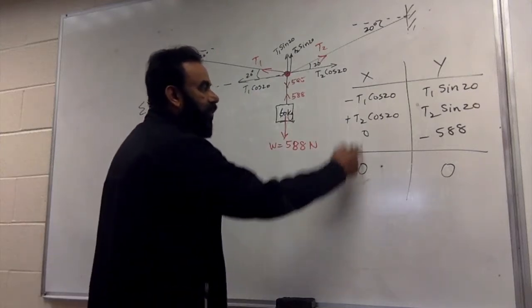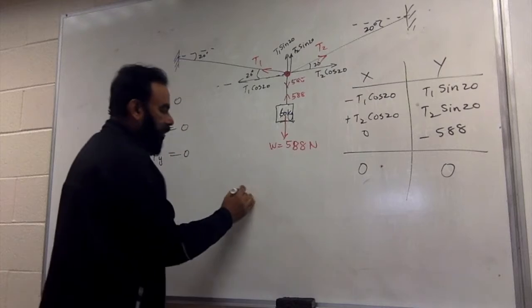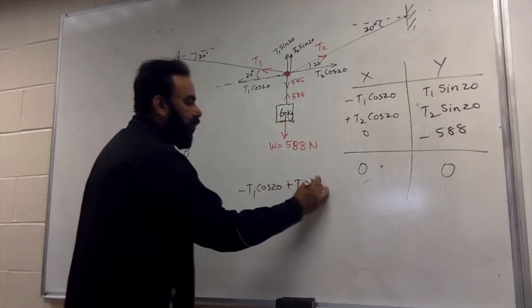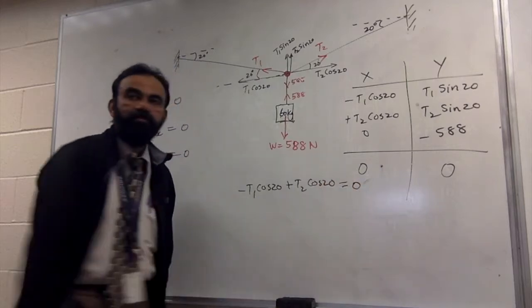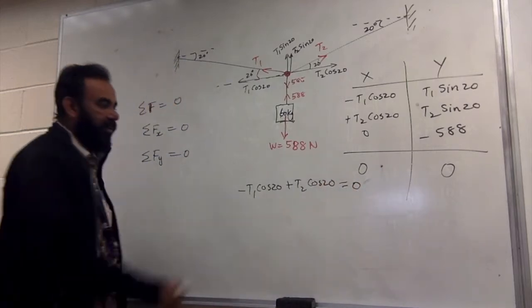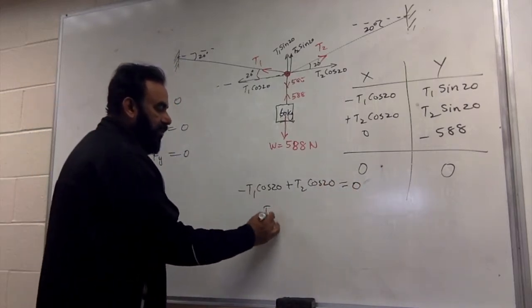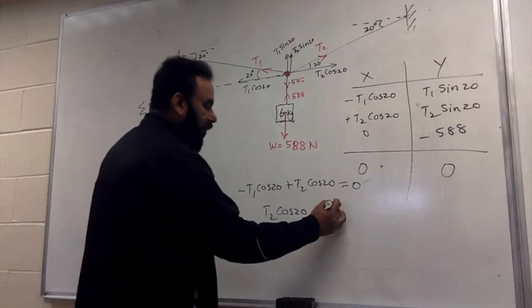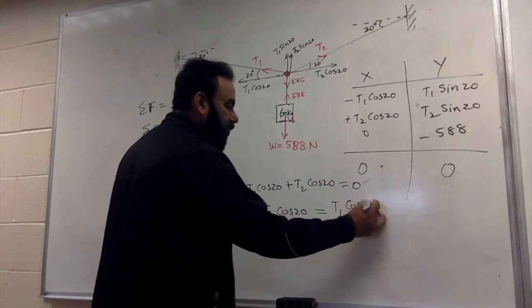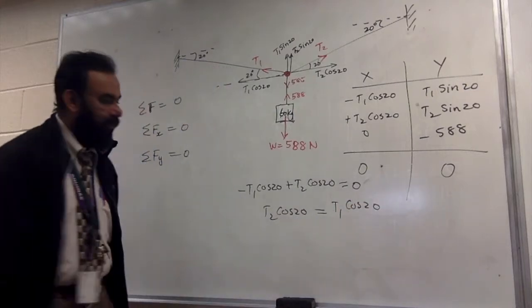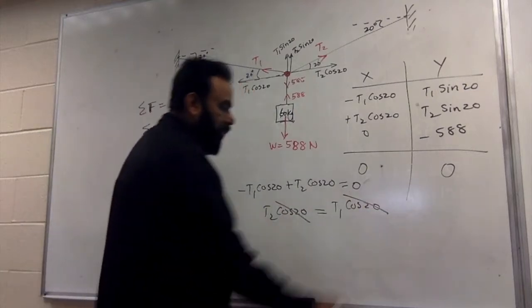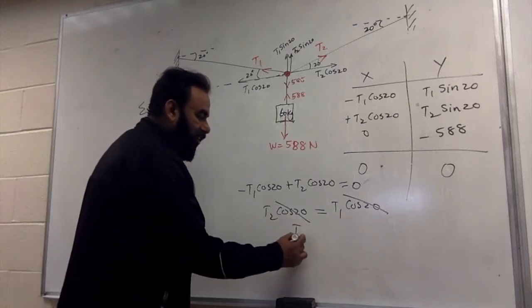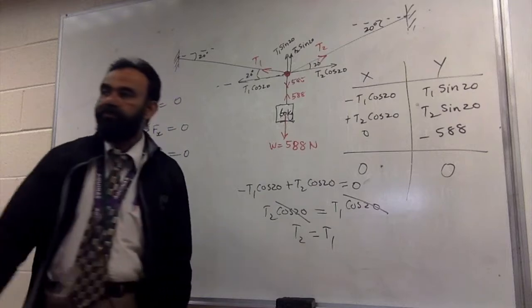So if this is equal to 0, add them up. Minus T1 cosine 20 plus T2 cosine 20 is equal to 0. What does this mean? That means T2 cosine 20 equals, when you flip it that way, T1 cosine 20. And what do you see here? Cosine 20 and cosine 20 is gone. We see that T2 is equal to T1.